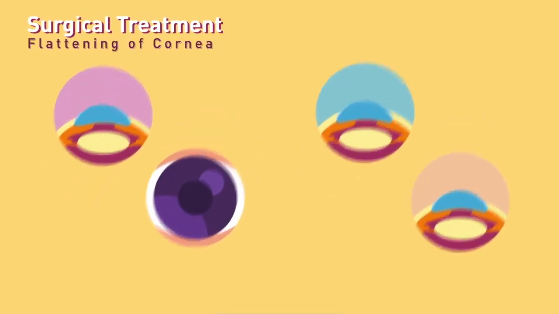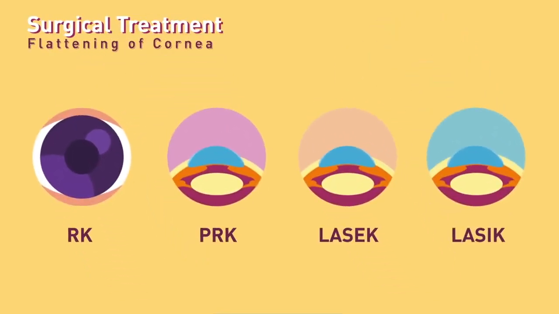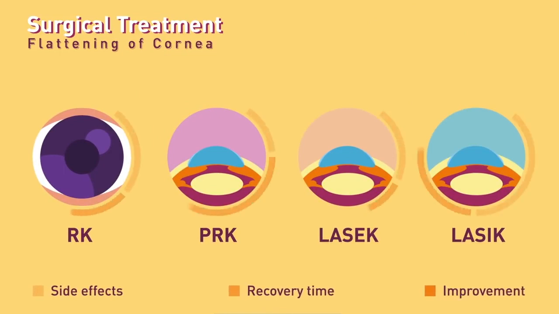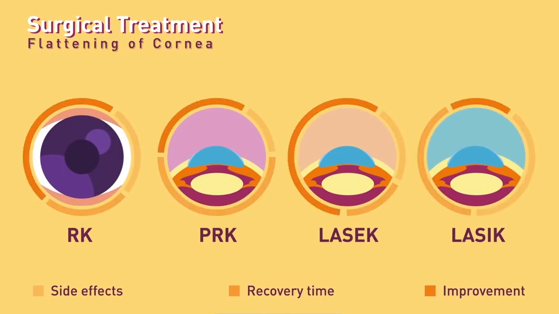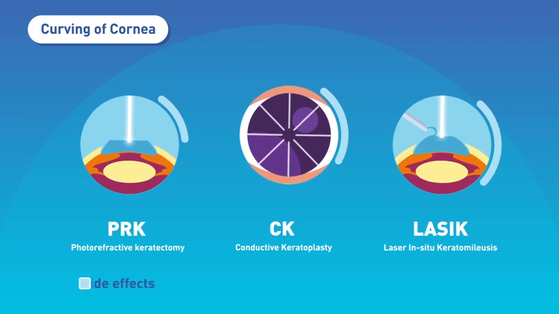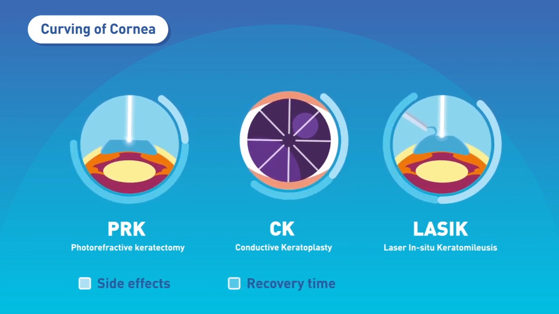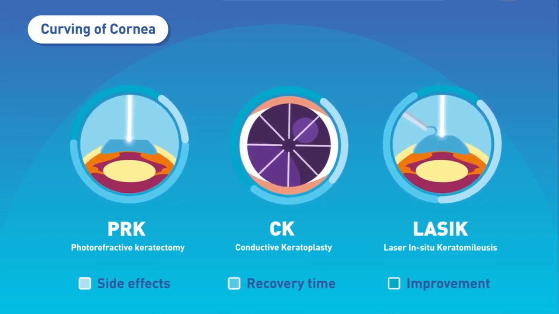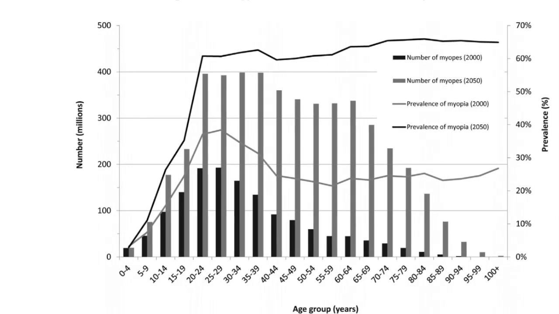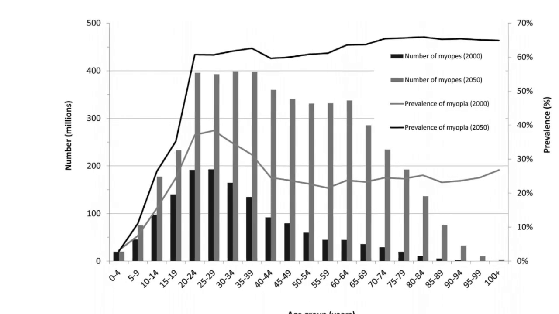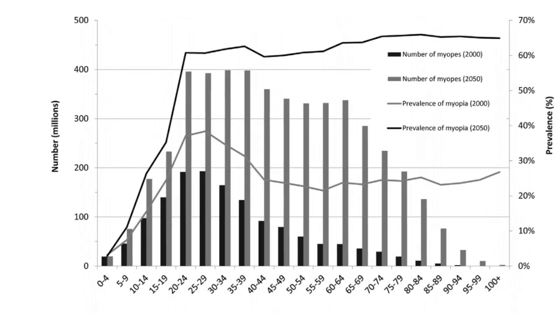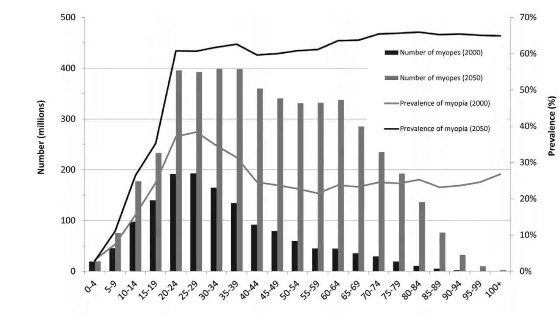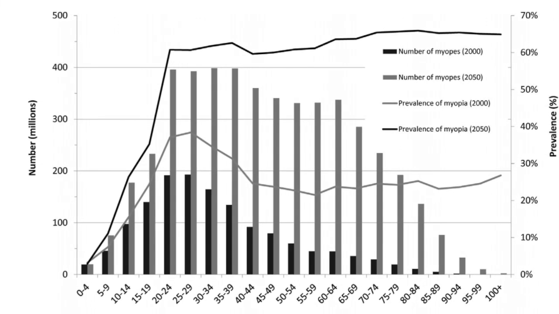There are also surgical options for both myopia and hyperopia. Myopia requires the flattening of the cornea, and hyperopia requires the curving of the cornea. Although hyperopia and myopia are both very important disorders that one should be aware of, myopia is more prevalent throughout the world. Myopia is expected to increase dramatically over the next 30 years.